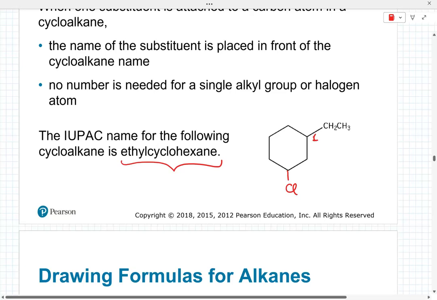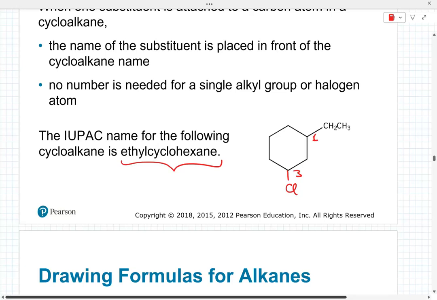How should we number? Clockwise or counterclockwise? If we do clockwise, chlorine is number 3. If we do counterclockwise, 2, 3, 4, it is number 5. 1 and 3 give us better number solution.